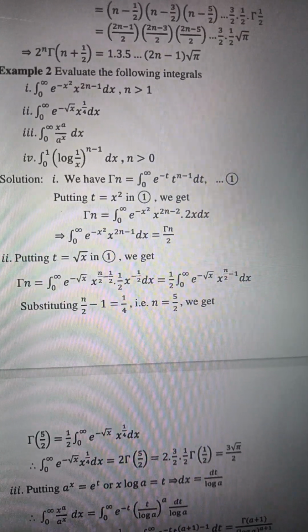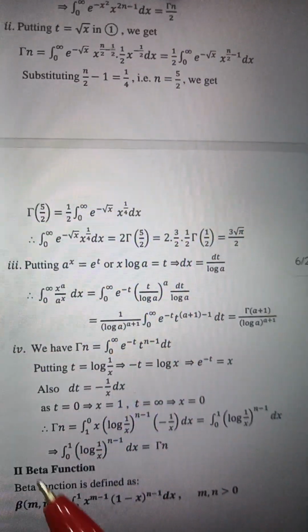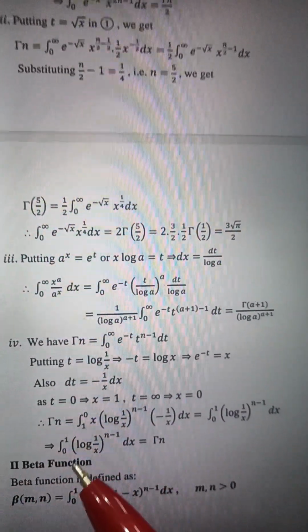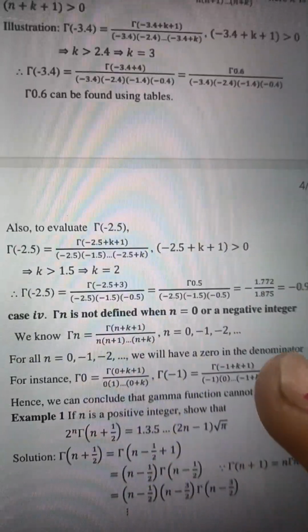In my next video, I will discuss the beta functions. We will discuss the beta functions. I hope this video is clear to you. Gamma functions is clear to you, and this is helpful for you.